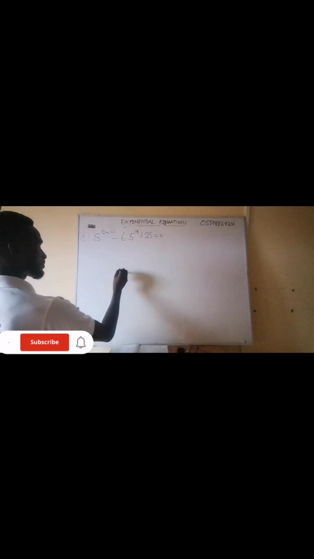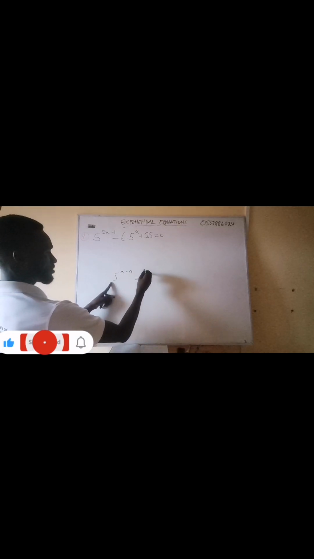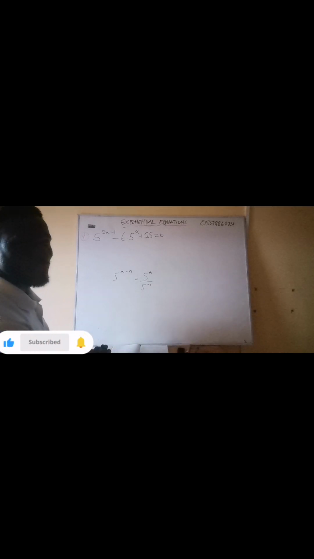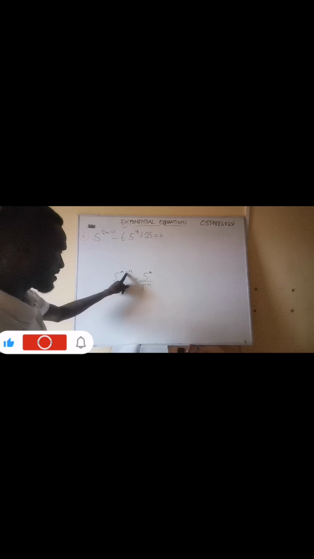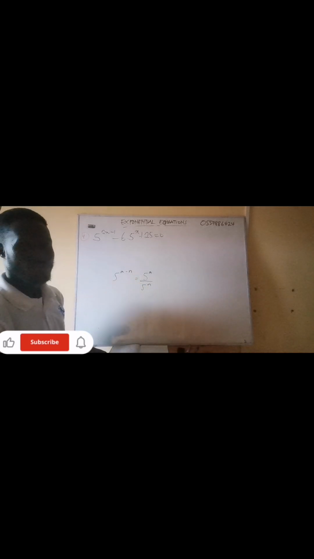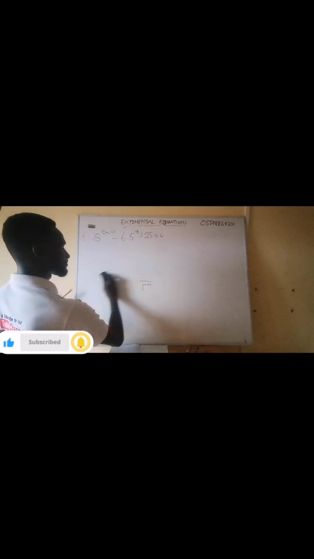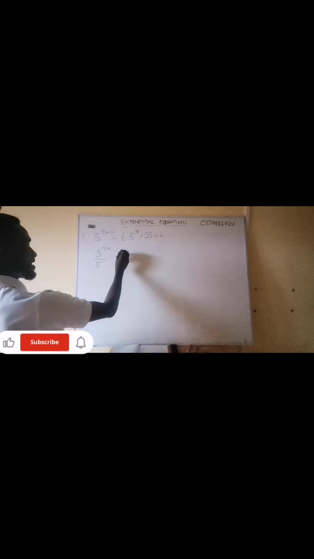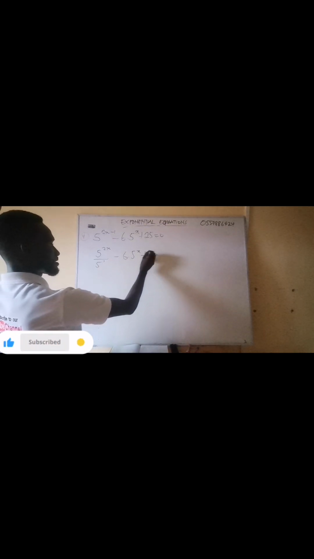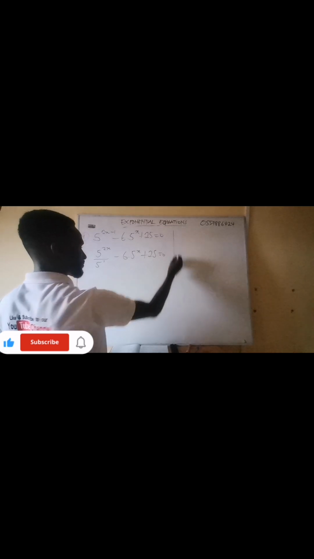Don't forget that if I have 5 exponent m minus n, this means division of bases. That is why this one is minus. So the exponent having a minus means division. Because of that, this one can be written as 5 exponent 2x divided by 5 exponent 1, because minus means division, and plus means multiplication of bases. Now minus 6, 5 exponent x plus 25 is equal to 0.